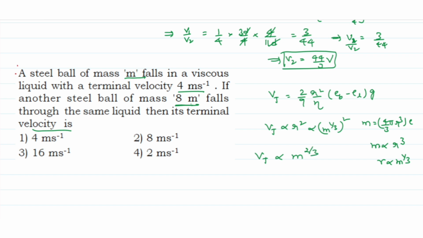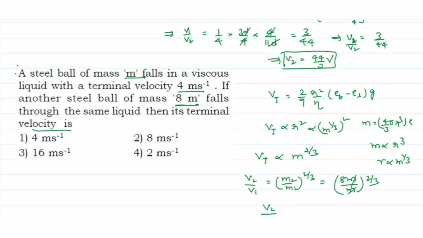The new terminal velocity they are asking. So here you can take v2 by v1 as m2 by m1 whole power 2 by 3. m2 is given as 8m, and the initial mass is given as m, whole power 2 by 3. The m gets cancelled.